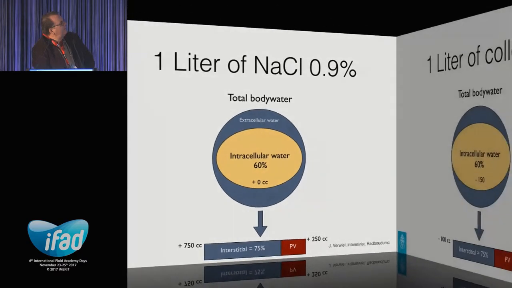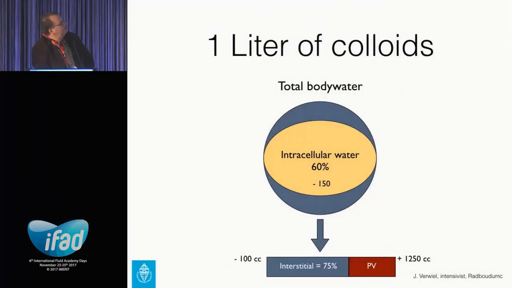And therefore, we invented a fluid that is going into the plasma volume. And you see there are even fluids withdrawn from the intracellular water space and from the interstitial space. And these two fluids come with the liter you infuse to 1,250 milliliters in the plasma volume.